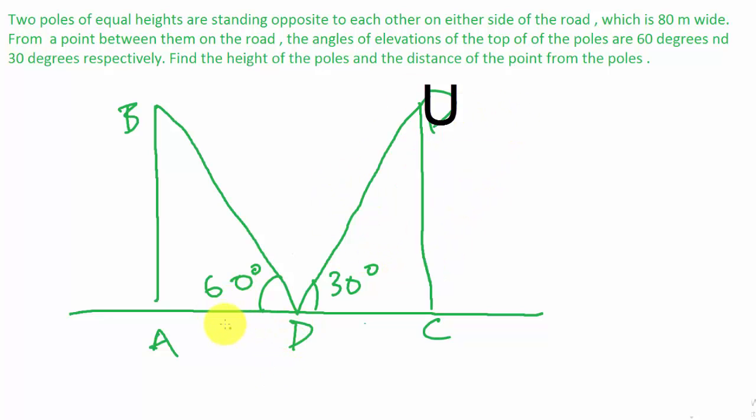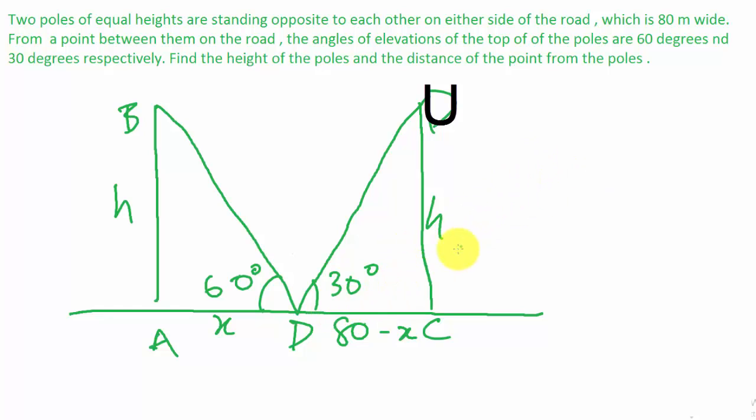Now if we take this distance as x, we can take this as 80 minus x. Now this distance can be h, this distance can be h. Don't forget to write all these in your answer paper. You need to write all these things.